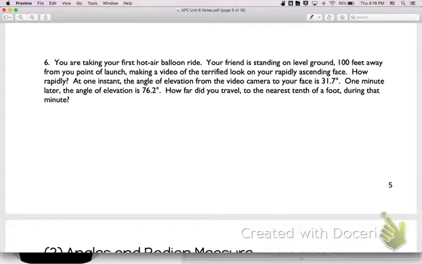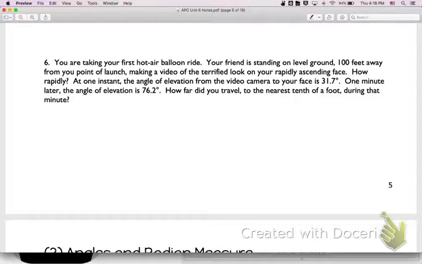So this is the last one. Number 6 says, this is weirdly descriptive, this problem, but it's kind of silly. You are taking your first hot air balloon ride. Your friend is standing on level ground 100 feet away from your point of launch, making a video of the terrified look on your rapidly ascending face. How rapidly? At one instant, the angle of elevation from the video camera to your face is 31.7 degrees. 1 minute later, the angle of elevation is 76.2 degrees. How far did you travel to the nearest tenth of a foot during that minute?